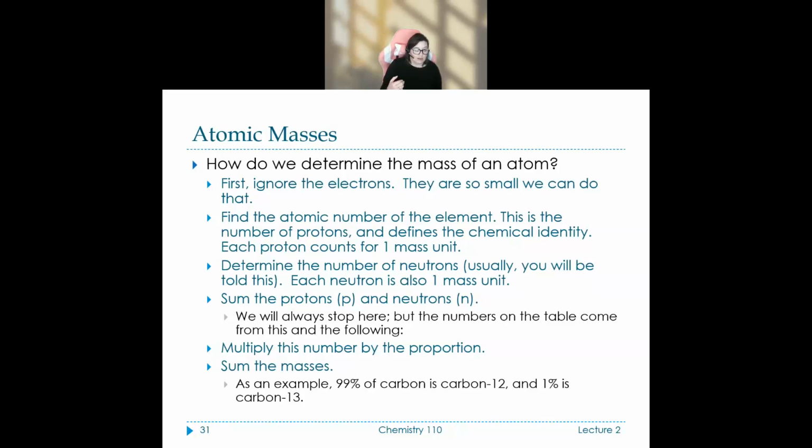So we have carbon-12 and carbon-14. They exist in different proportions. We multiply the mass of each one by the proportion it exists at, and then add them all together. So 99% of carbon is carbon-12, 1% is carbon-13, and we do 99 times 12 for that, and 1 times 13, and then add them together to get the number that's on the periodic table. Okay? Does that make sense?